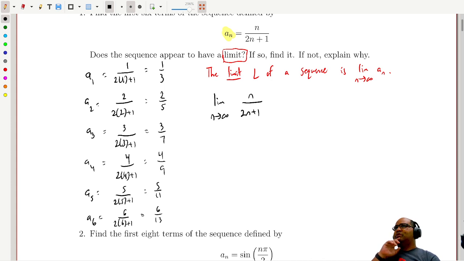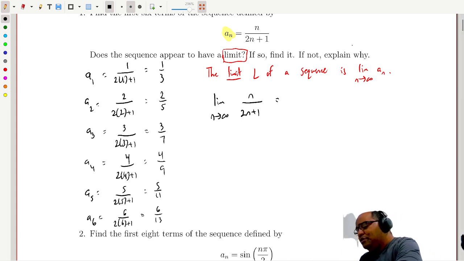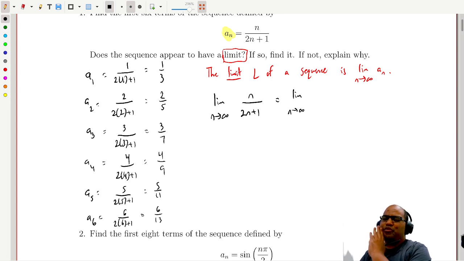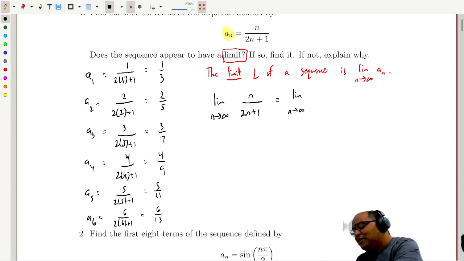Well, now let's think about this. I have something of a polynomial type over something of a polynomial type. The numerator is linear. The denominator is linear. So I'm going to go ahead and divide out the highest power that appears. That's going to be my n. So I'll go ahead and write that step out here. Of course, if you know the shortcut, you probably already know the limit, but let's save that for those that may not remember. So let's divide top and bottom by n. So I have n over n over 2n plus 1 over n.